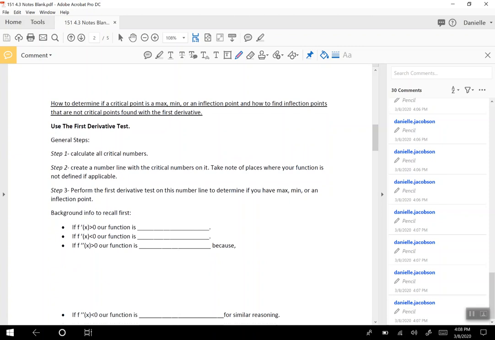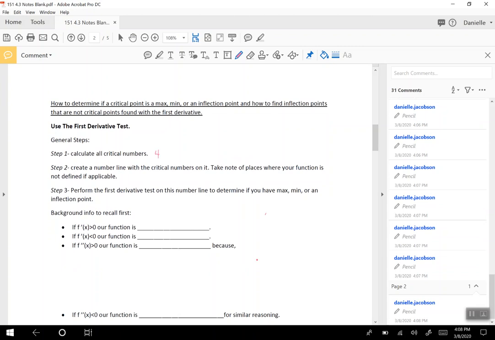In this video, I'm just going to cover the mechanics, or I guess I should say the reasoning behind both of them. In the next video, I'll show you an example so you can see how it all works together and plays together. So, in general, the first thing we're going to do is calculate all critical numbers. This is just like section 4.1. It's the same technique as section 4.1.